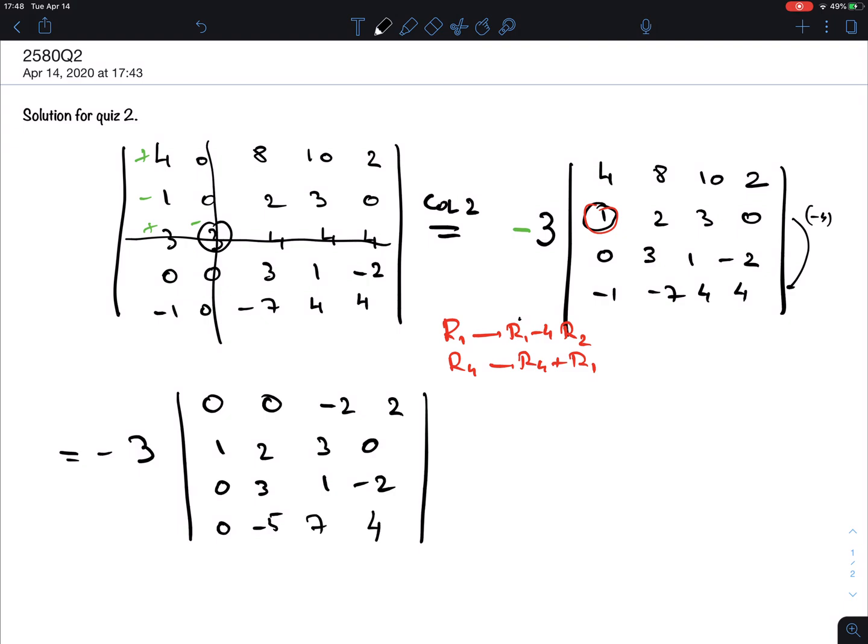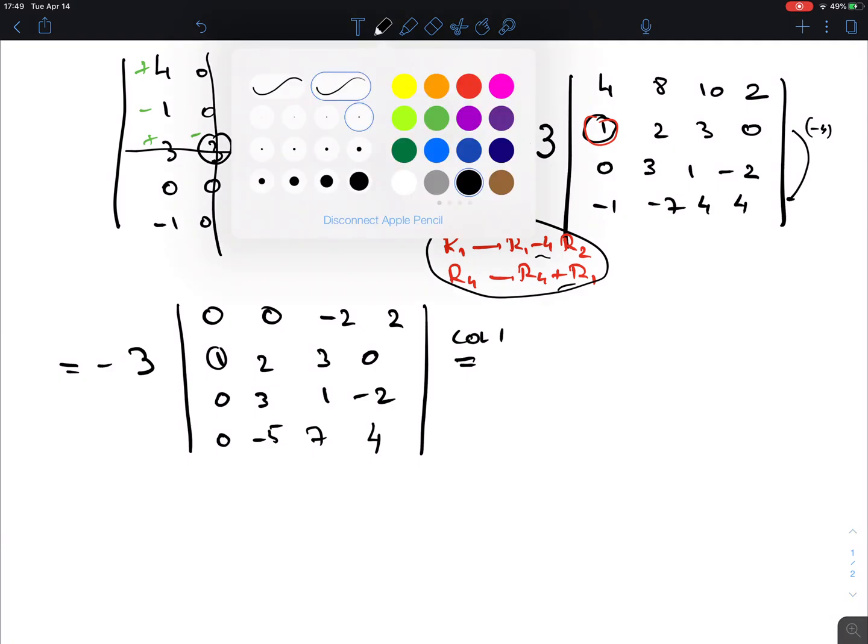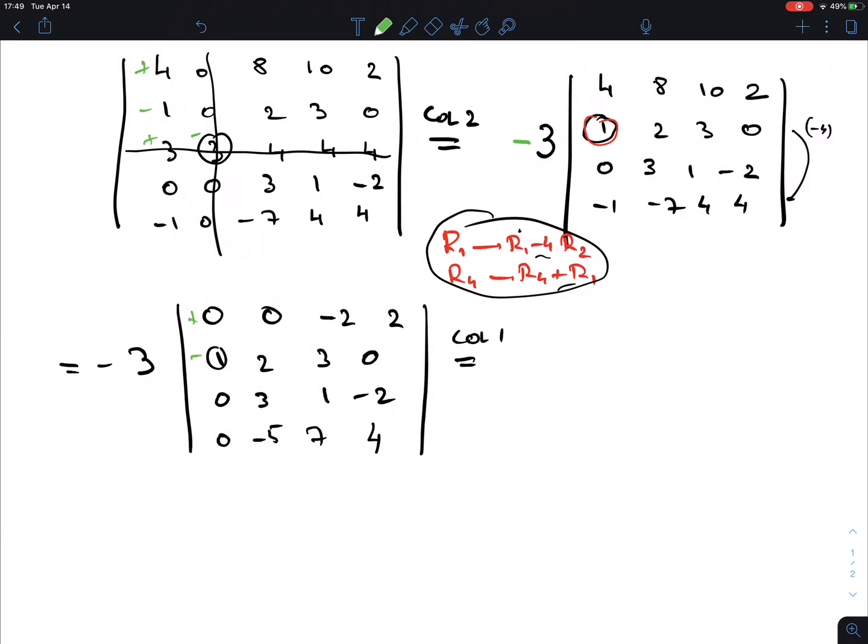Notice, by the way, I remind you that these row operations do not change the determinant. So that's why I don't have to keep track of these numbers negative 4 and 1. They don't play a role at all. Okay, so we have now our pivot, and that means we should use this column 1 again, this time to do the expansion and take care of the sign. That's a negative sign. So we get a negative from the sign.